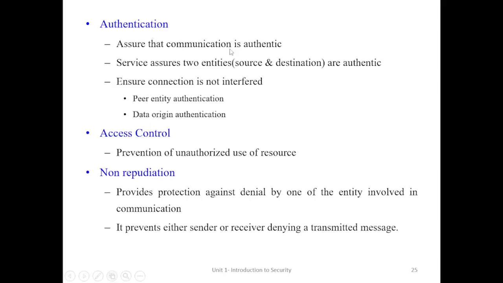Authentication ensures the communication is authentic, which is given by signatures. It also ensures the connection between those two parties. Access control is the prevention of unauthorized users' access to resources. That is given only by access control.